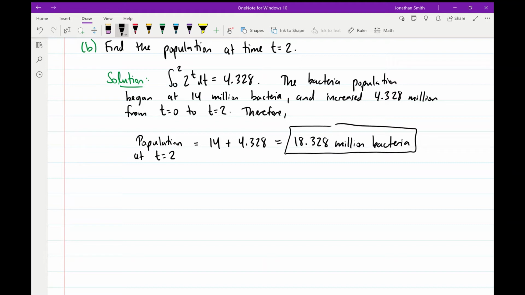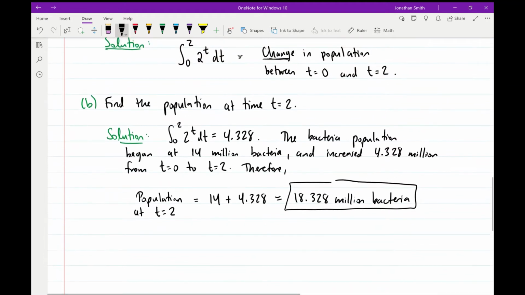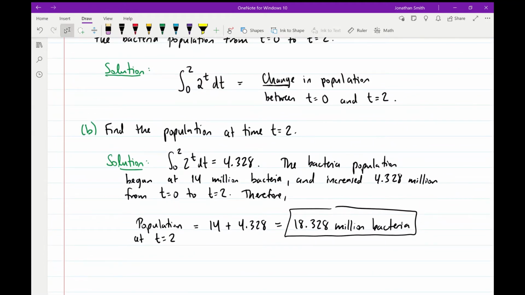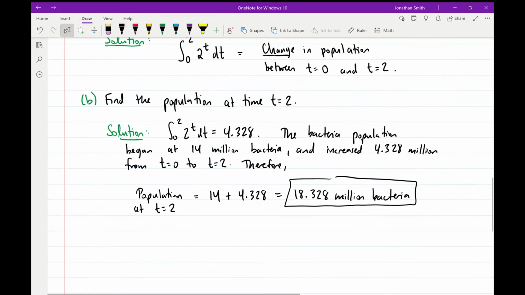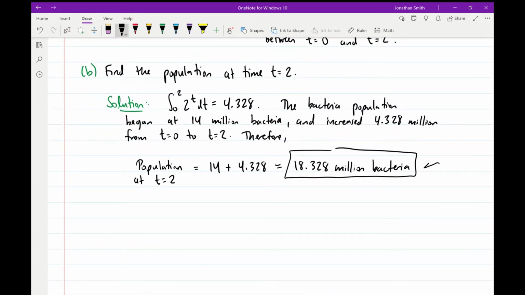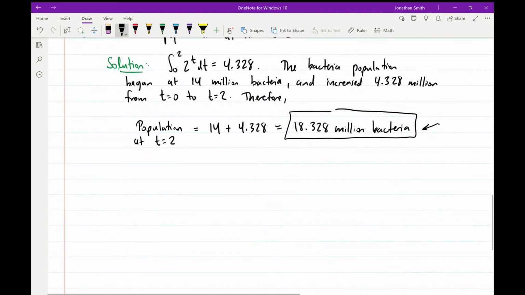So the important thing to note here again is that the definite integral does not necessarily tell us what the population is at time equals 2, but it tells us what the change in population is from time equals 0 to time equals 2. So if we add it to the initial population, that's how we can get the actual population at time equals 2.